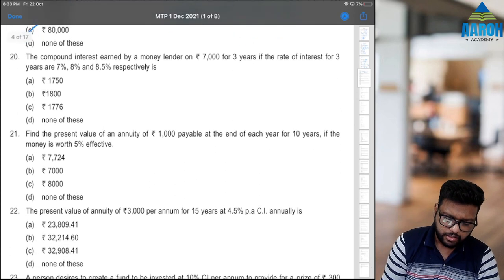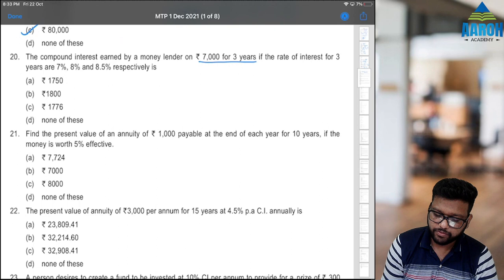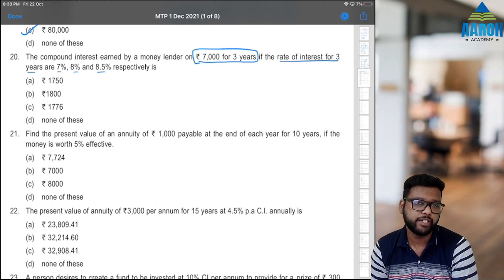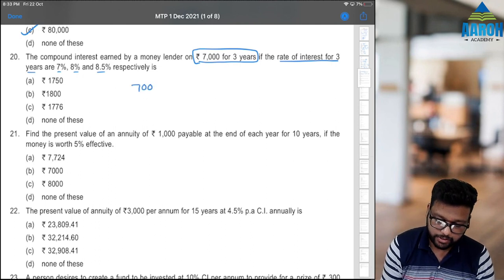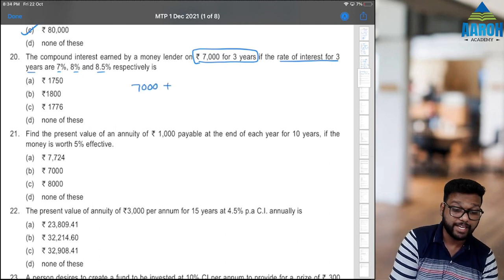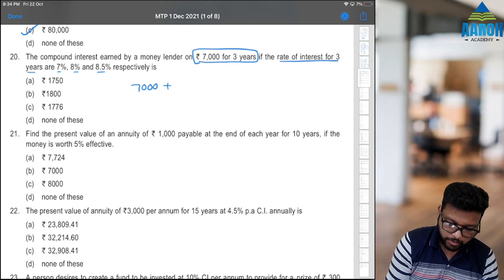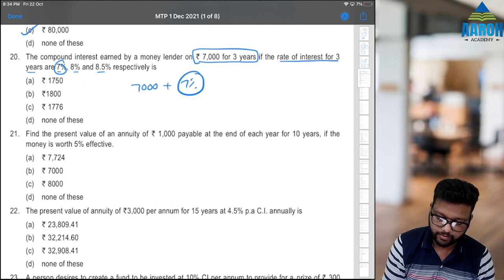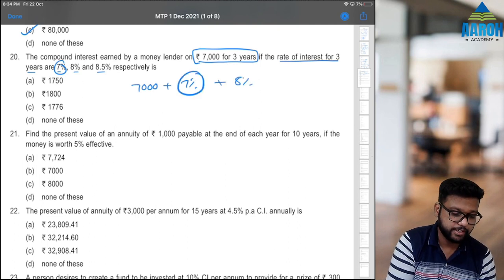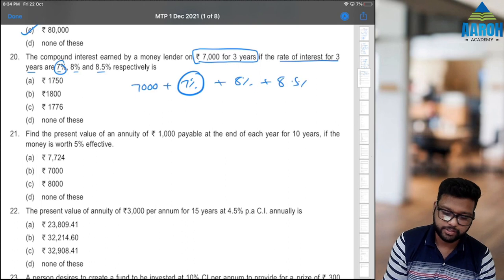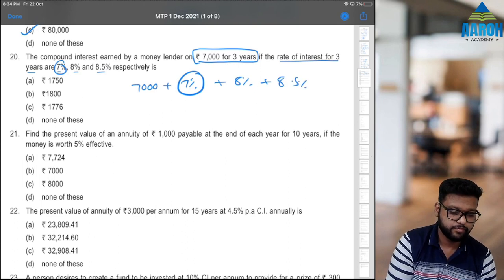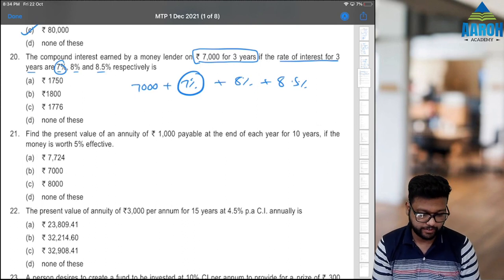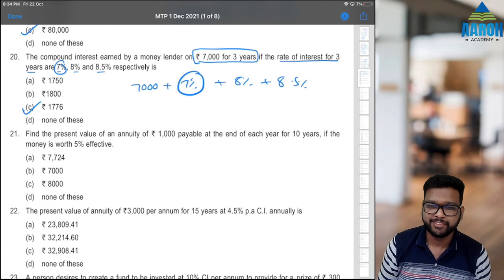Next, compound interest earned by money lender on 7,000 for 3 years if the rate of interest for 3 years are 7, 8 and 8.5% respectively. Now this is a very easy question. How? 7,000 on calculator, directly do plus 7% for first year, so it is added directly on calculator. Then again plus 8% for second year and plus 8.5% for third year. This is our amount, so amount minus 7,000, so interest will be 1776, option C. Okay, so this was easy.